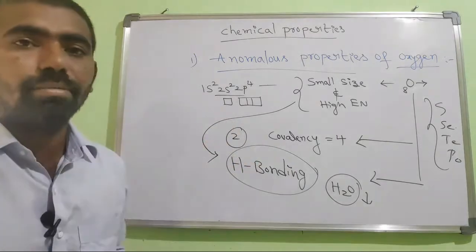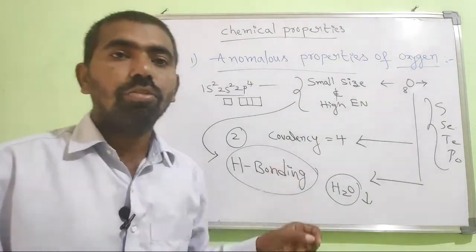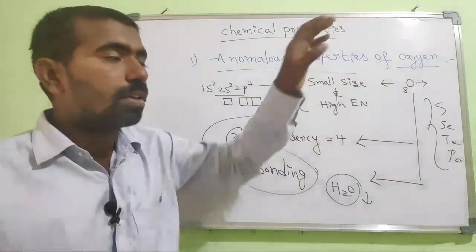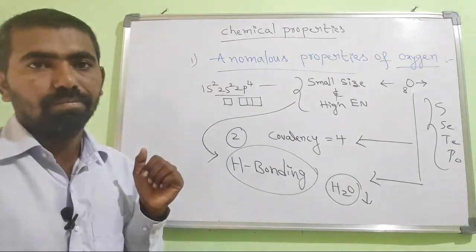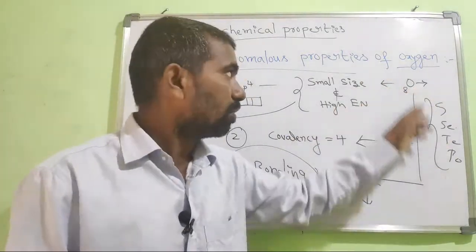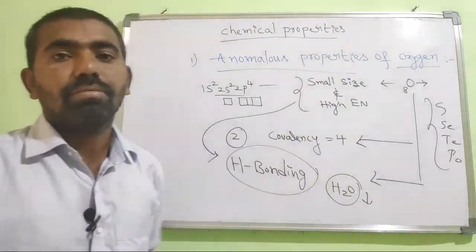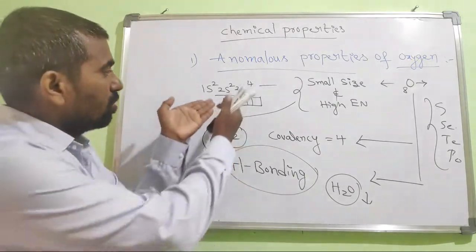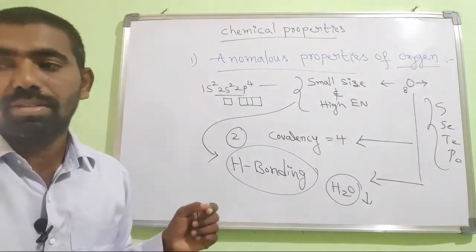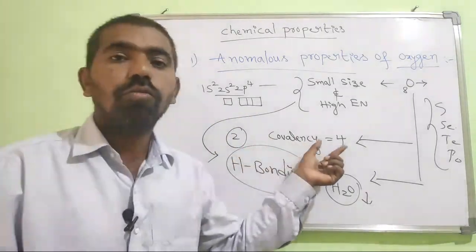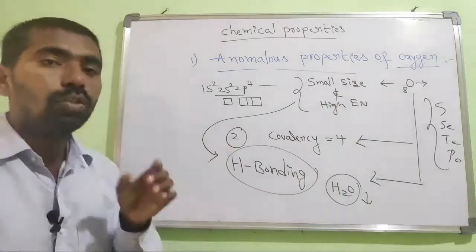So again I am repeating, oxygen consists of very small size and high electronegativity. Due to these two properties, it exhibits some typical properties. They are called anomalous properties as compared to the other elements of group 16. By observation of the orbitals present in the outer shell, its maximum covalency is equal to 4, but practically its covalency is equal to only 2.